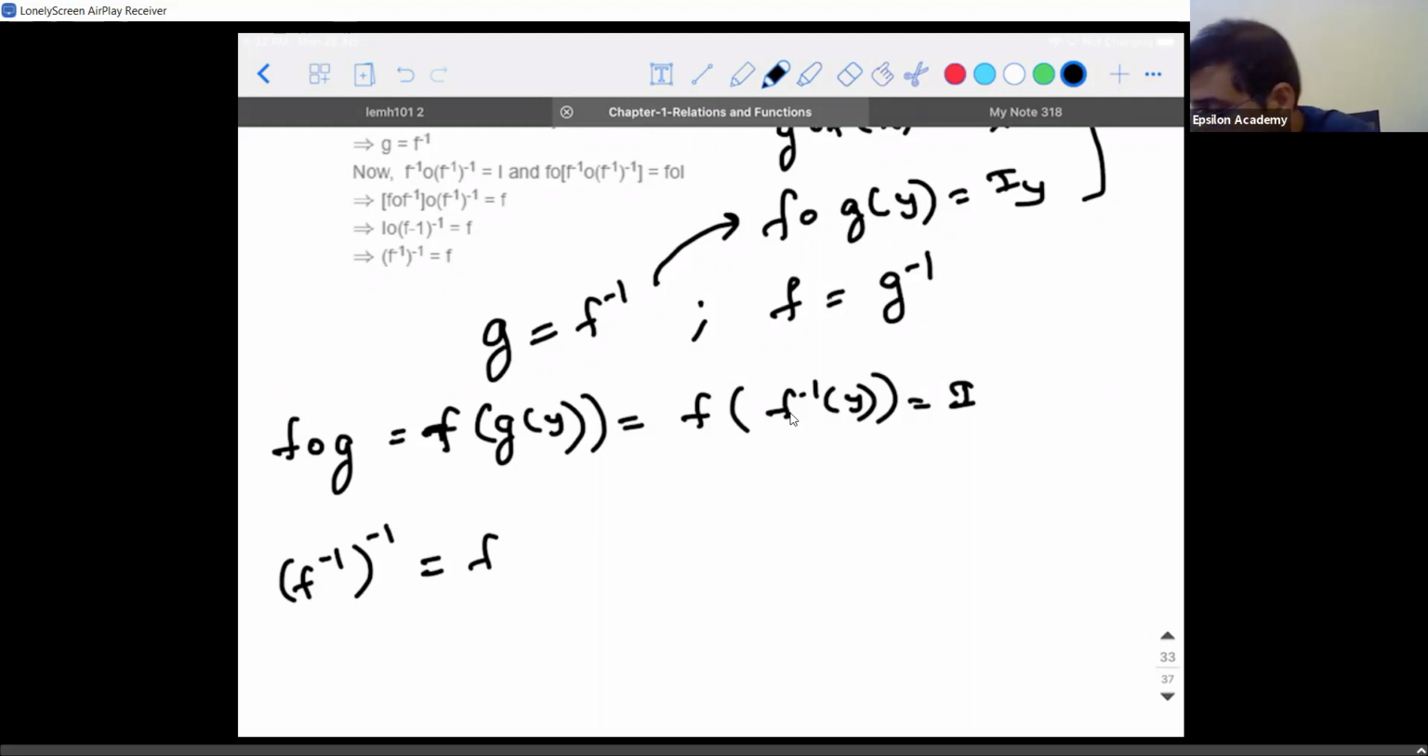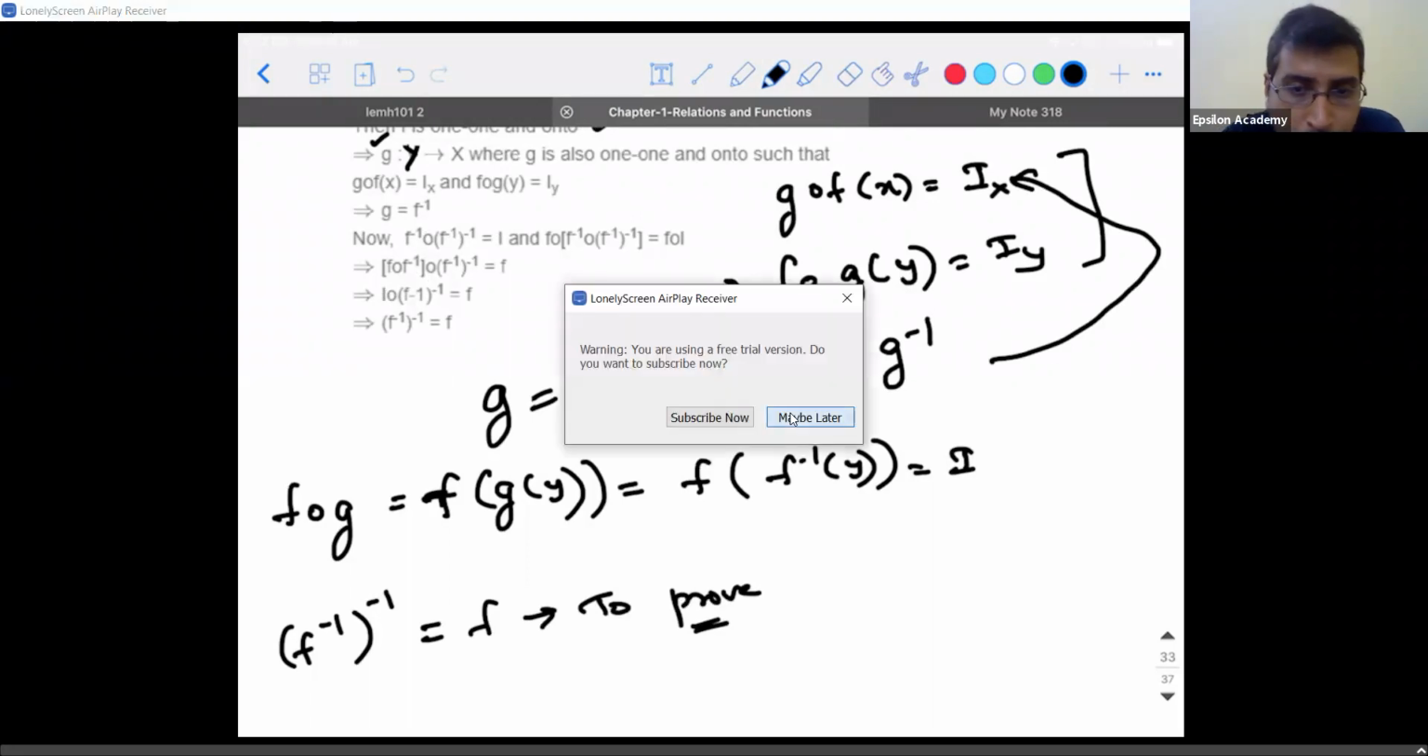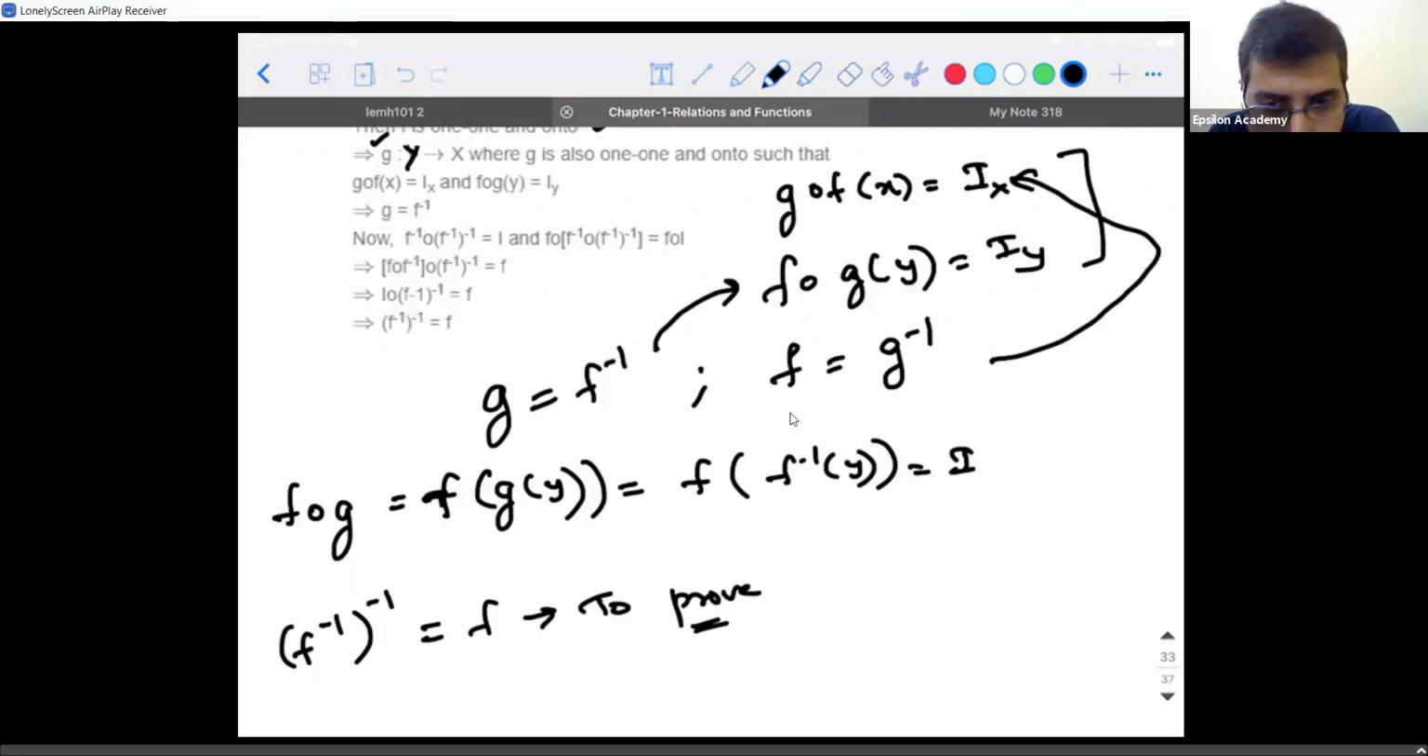I have a doubt, sir. You wrote f equal to g inverse, right? We can just substitute the value of g in g inverse, so f equals f inverse of inverse. You will substitute it here. If we substitute the value of g, we'll get f equal to f inverse of inverse. No, you will get f inverse is equal to g, again this thing you will get. Why is that? What are you going to prove?